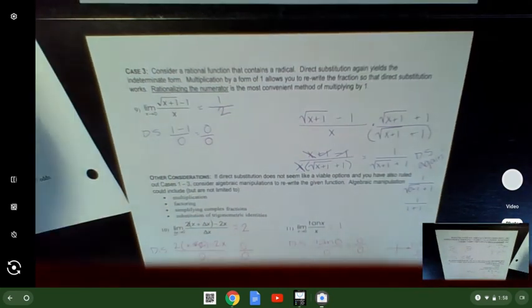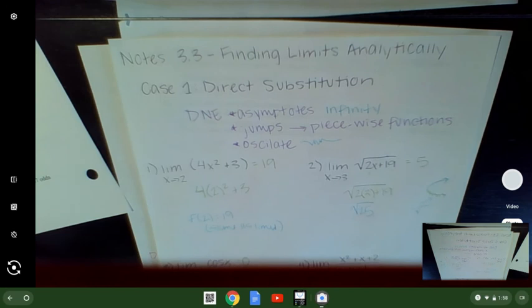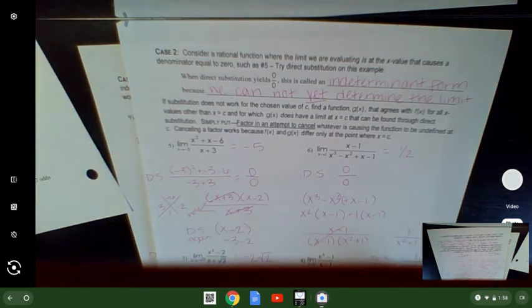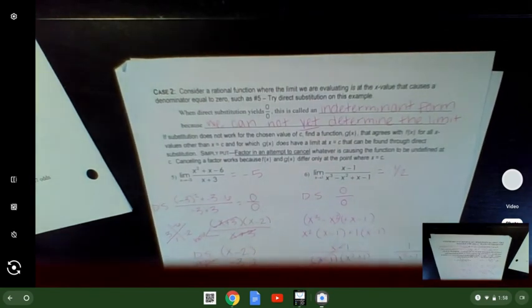So let's wrap this up because this is probably dragging on a little longer than some of you want. How do you find a limit analytically? Always, always, always, first thing, direct substitution. Always try direct substitution. If direct substitution yields 0 over 0 indeterminate form, things to consider: can you factor and cancel? If you can, do it.